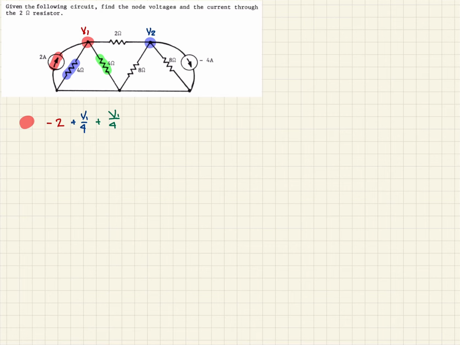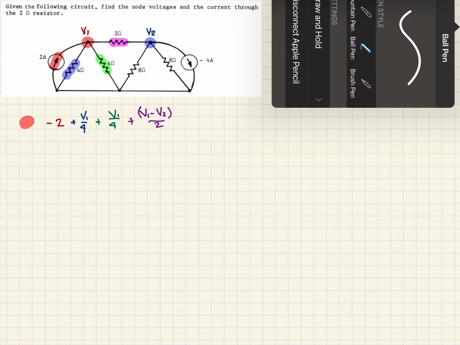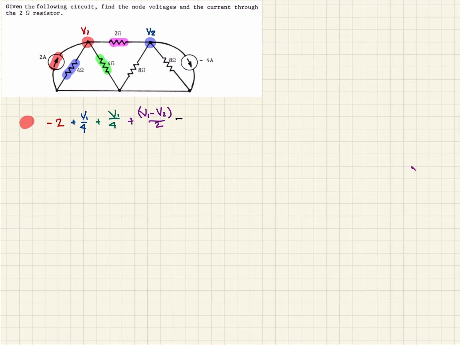And then finally, we've got the 2 ohm resistor. And so we'll write that as the difference in the voltages, V1 minus V2, divided by 2. And that's all the branches going in and out of V1. So then we should be able to set that equal to 0. So that's our first nodal equation.